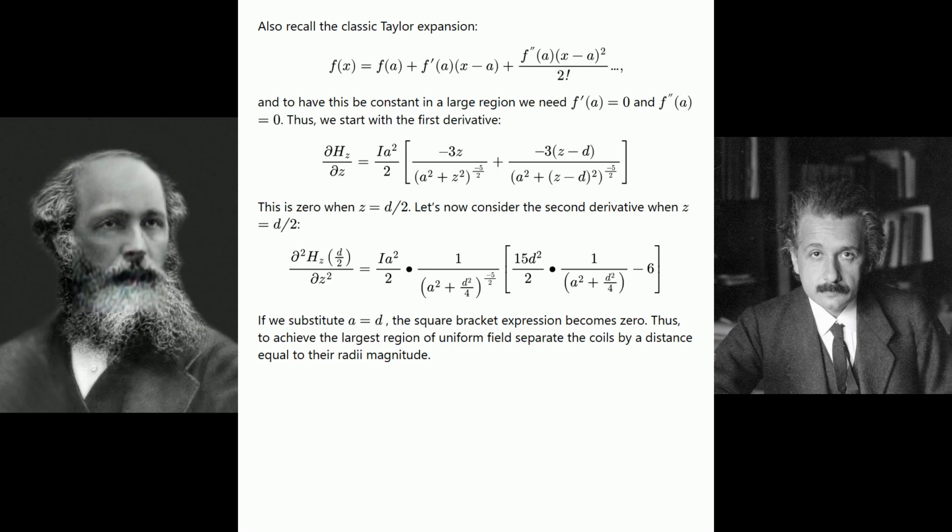Let's now consider the second derivative when z equals d divided by 2. See the equation shown. If we substitute a equals d, the square bracket expression becomes 0. Thus, to achieve the largest region of uniform field, separate the coils by a distance equal to their radii magnitude.